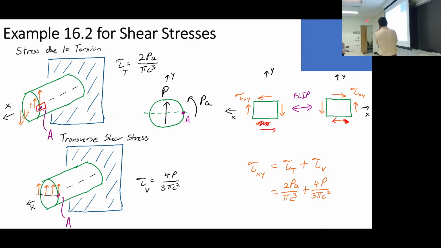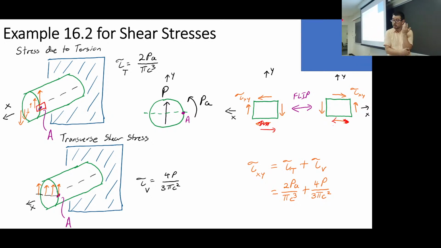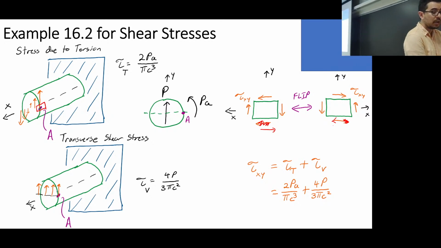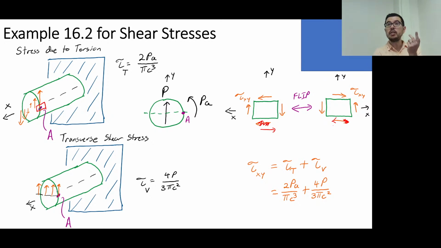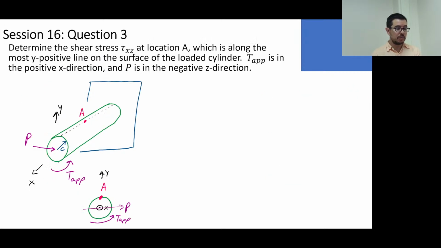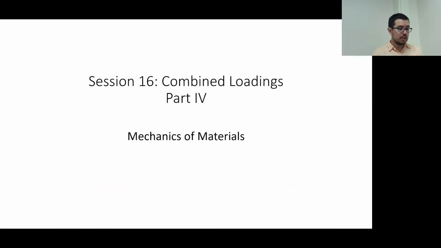So, the point here is that you can have different types of loading that create shear stresses, and if we can figure out where they are at the same location in the same direction, we can map them together. Okay. There's a question that you get to answer there.